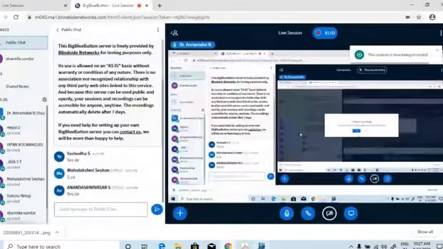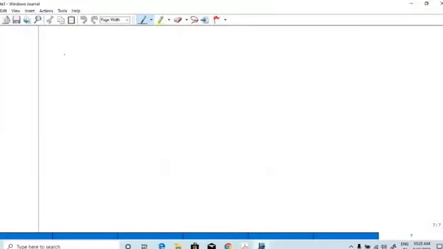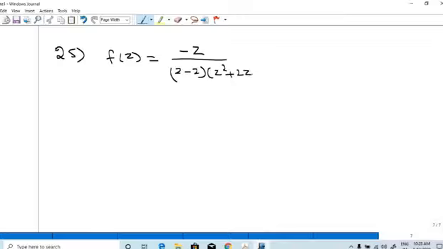So the 25th problem, f of z equal to, you can directly write minus z by z minus 2, a minus b into a square plus ab plus b square. So we can write this one, right? Now, the question is, what is the residue of the function f of z at z equal to 2?